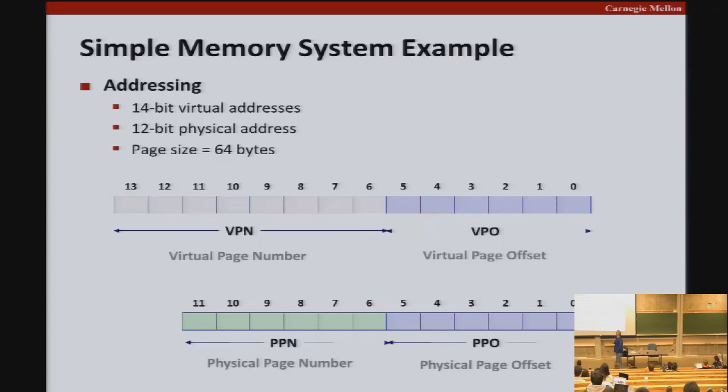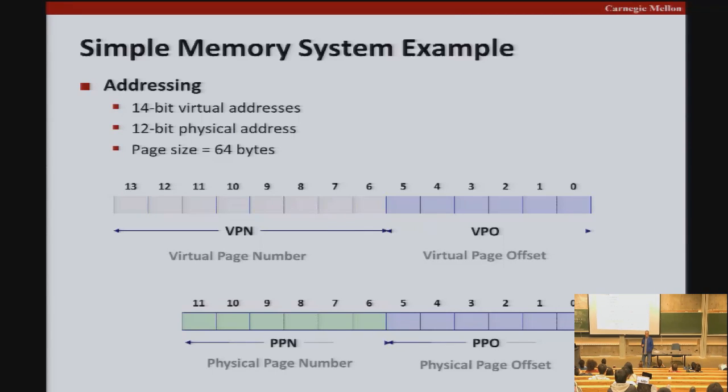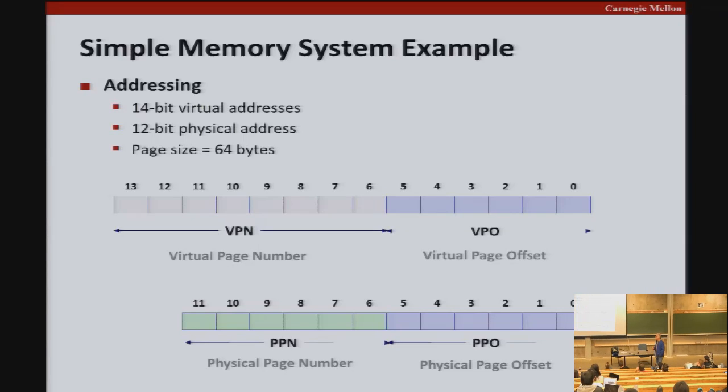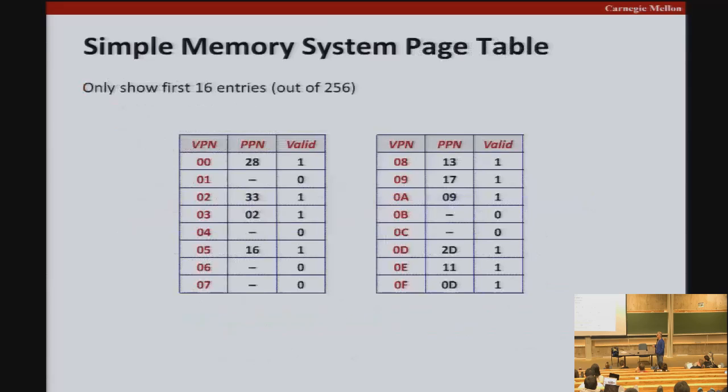So imagine we are on a system that has a 14-bit virtual address space and a 12-bit physical address space. Okay? And we're going to say that the page size is 64 bytes. So how big does the offset have to be? 6 bits. 2 to the 6 is 64. Okay? And that's going to be the same in both the virtual address and the physical address.